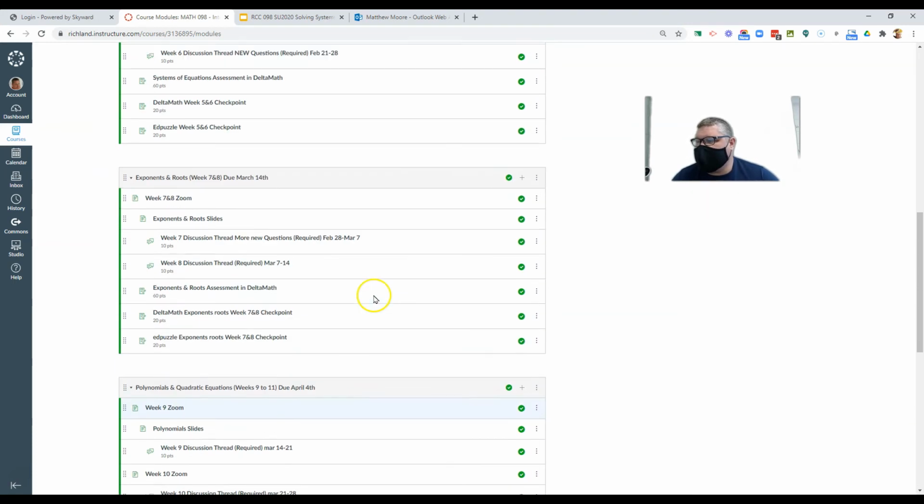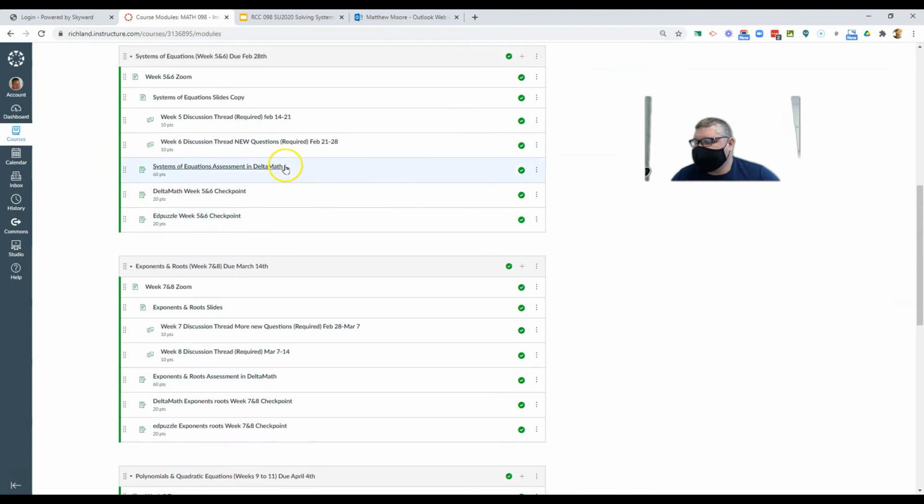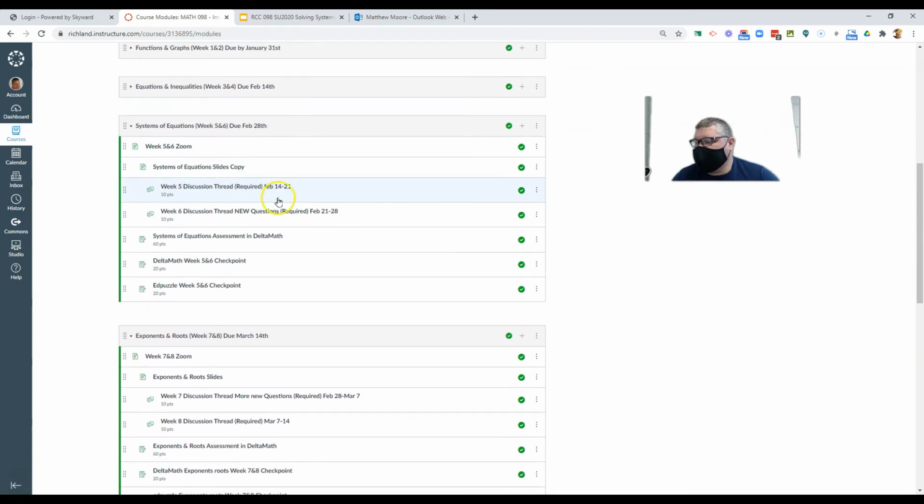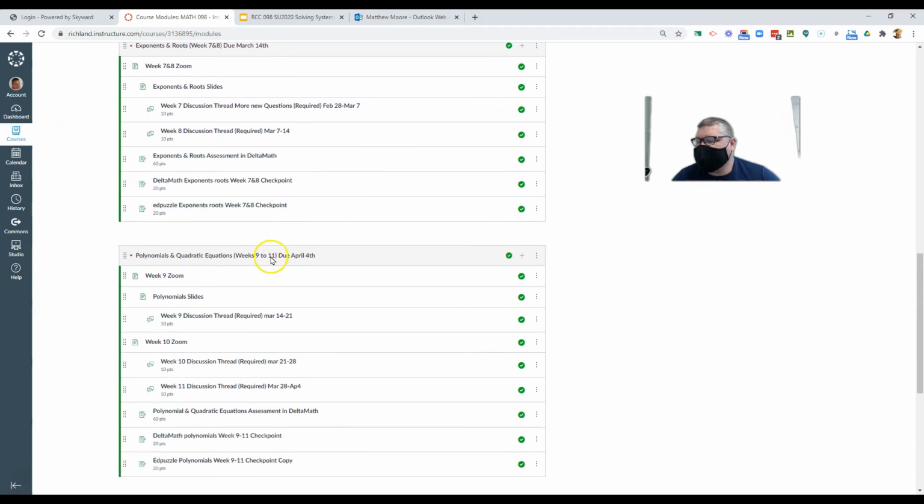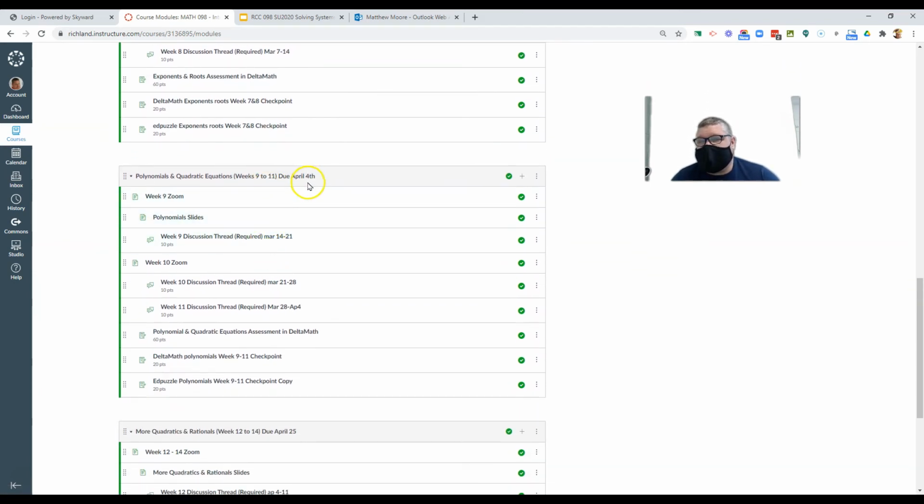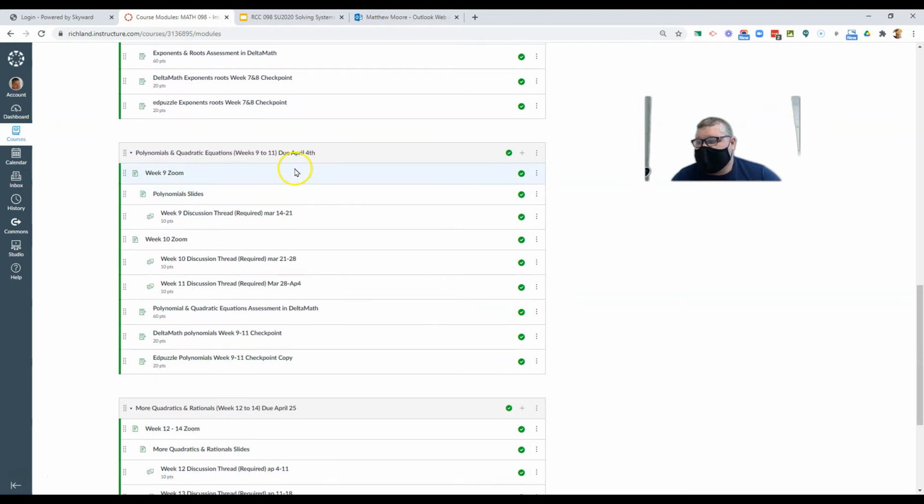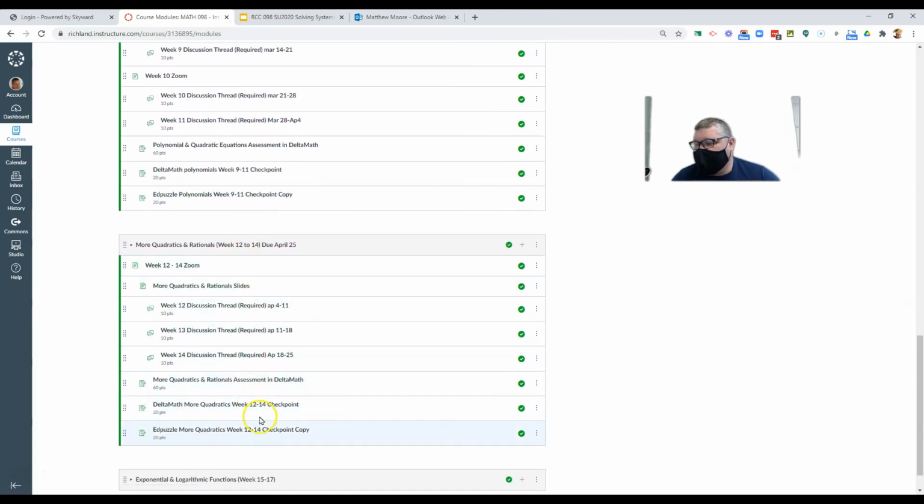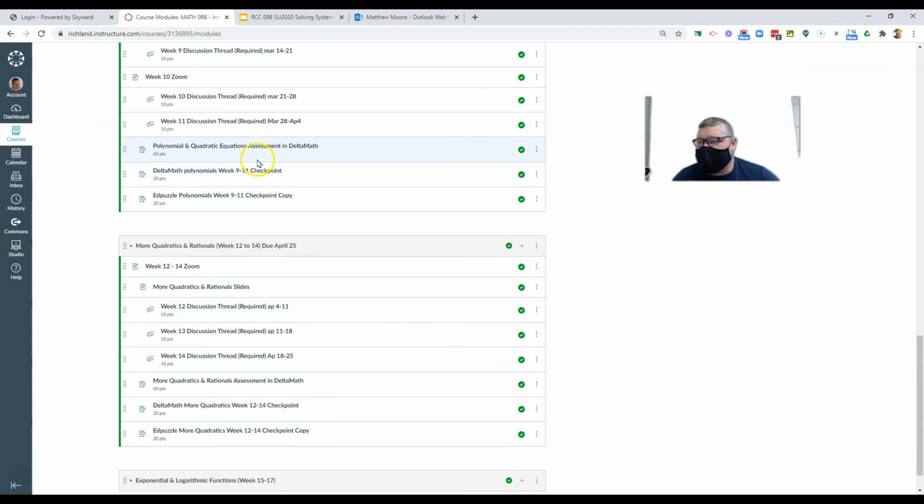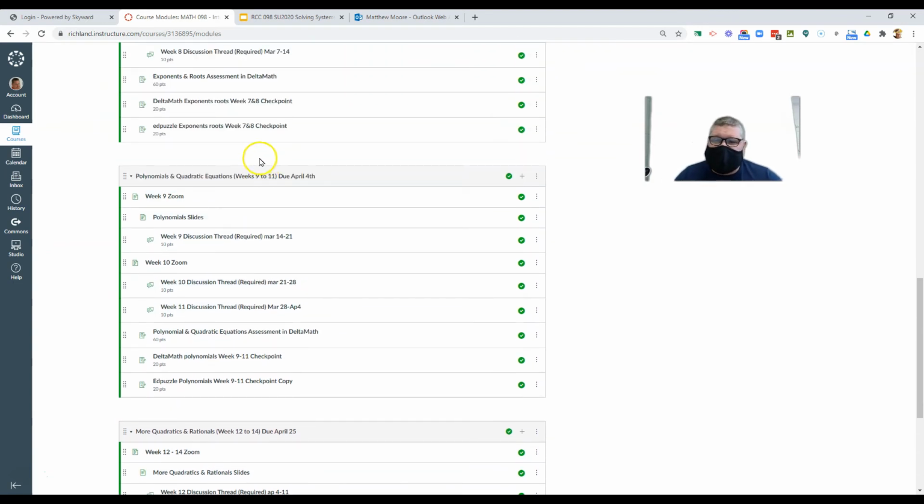You'll also notice up till now, we've been doing 2 weeks, 2 weeks, 2 weeks. Exponents and roots is a 2-week section, but polynomials and quadratics is a 3-week section. The reason I have that there is because this is the heart of the class. This is really huge. Same thing for more quadratics. You have 3 weeks on that. So we're really getting into the heart of this.